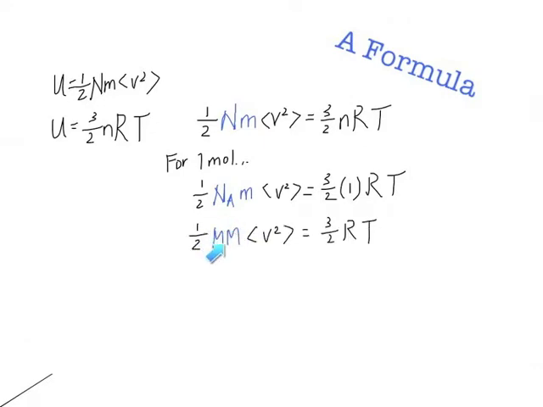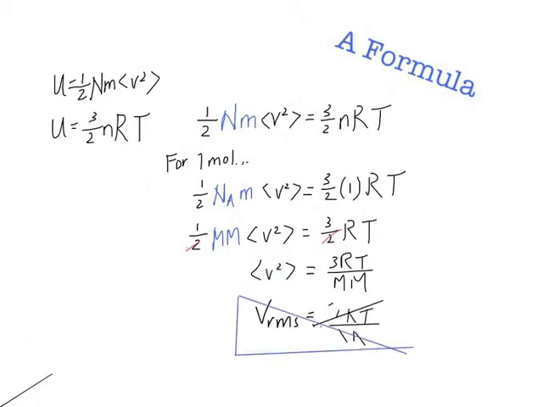So that over there is the molar mass. Next we can cancel out the 2, multiply 2 on both sides, and divide both sides by the molar mass. And you have a square over here, and we don't like that, so we're going to take the square root of both sides. And that, my friends, is the equation for the root-mean-square speed. That's the root-mean-square speed over here is equal to the square root of 3RT over the molar mass.